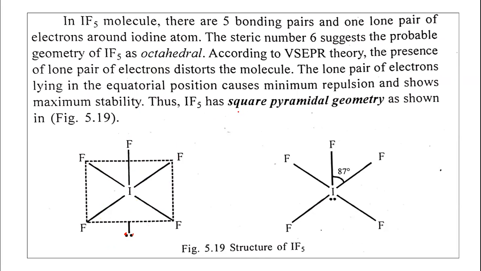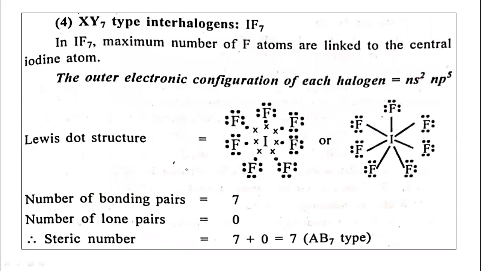Thus IF5 has square pyramidal geometry. It does not have the octahedral geometry. According to steric number 6, it should show octahedral geometry, but actually in this case, due to the distortion, it shows square pyramidal geometry. This is one pyramid here, and this is the square. So this is the structure of iodine pentafluoride, IF5, the XY5 type of interhalogen.